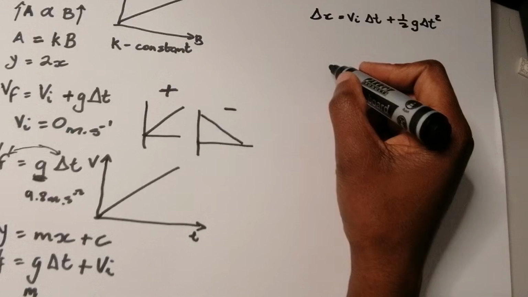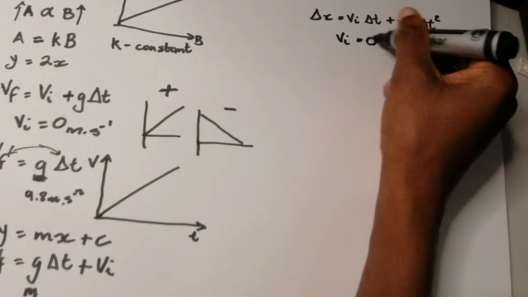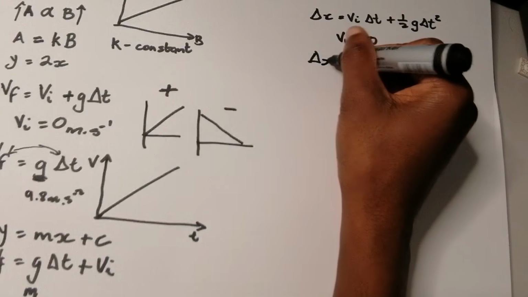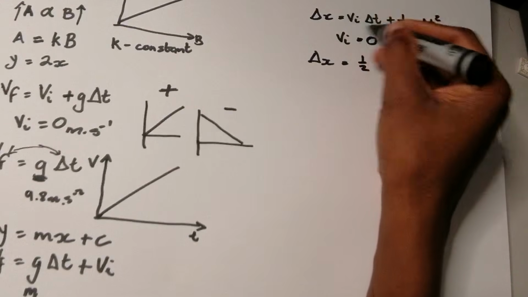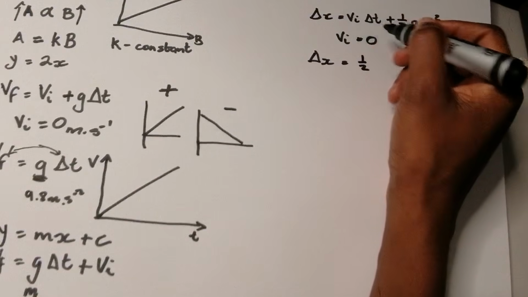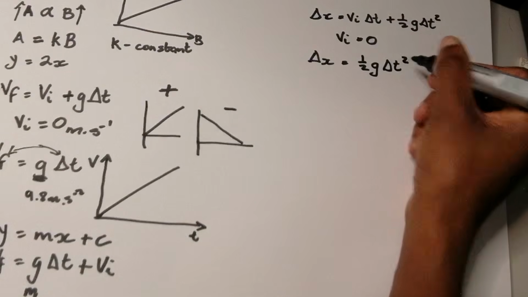So if you look at this equation, again, I'm going to make that assumption. If I take initial velocity as 0, what am I left with? I'm left with delta x is 1 over 2. That whole thing disappears because anything multiplied by 0 becomes 0. So now you've got half g delta t squared.